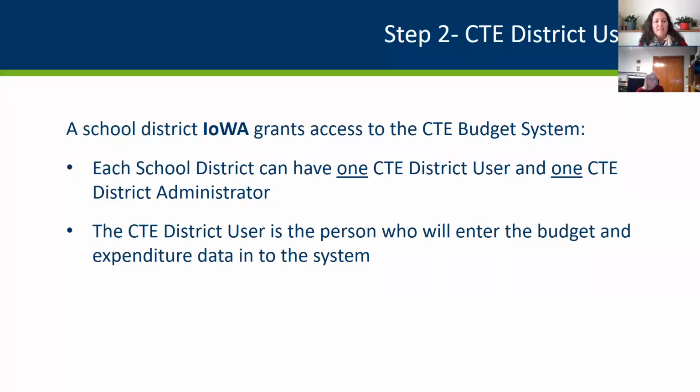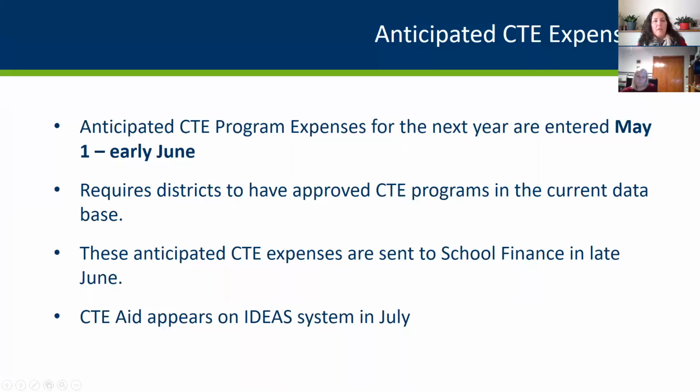So now that we have that, I'm going to show you what you're going to put into the anticipated expenditures and show you some examples of what the website looks like. So as I mentioned, anticipated CTE expenses are a best guesstimate of your budget for career technical education. And those budgets are entered from May 1 to early June. They do require that the district has program approval, and these expenditures are sent to school finance in late June. So Jan gets all these, and your CTE aid appears on the IDEAS system in July. So just so you're understanding how that works.